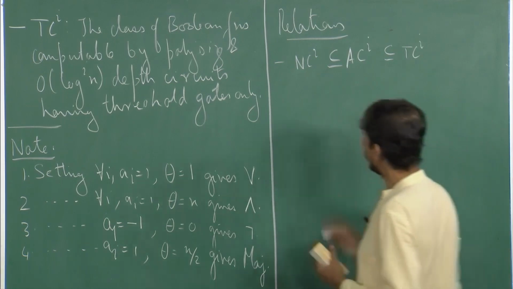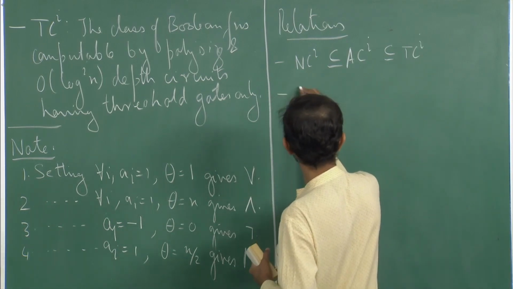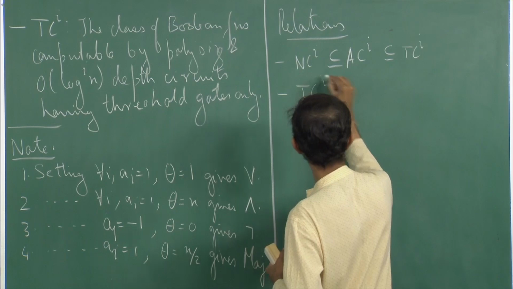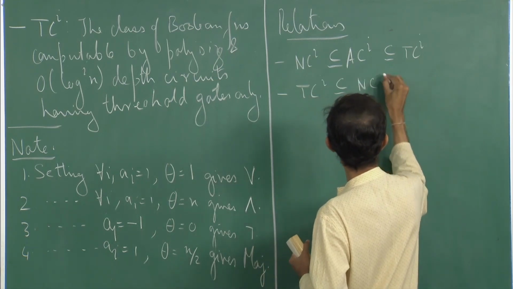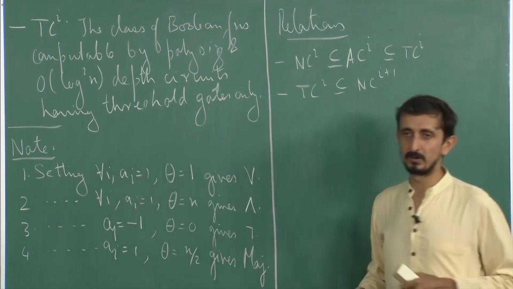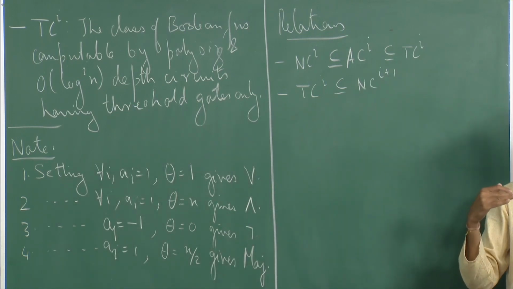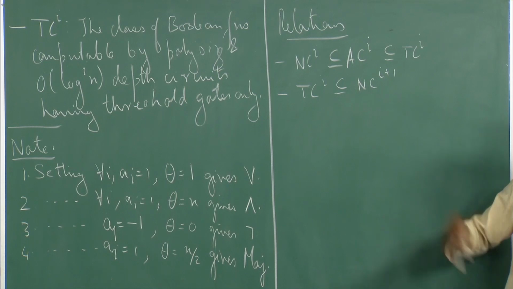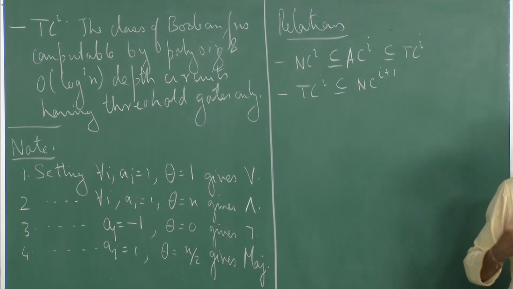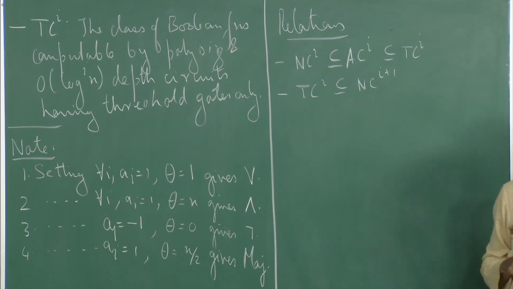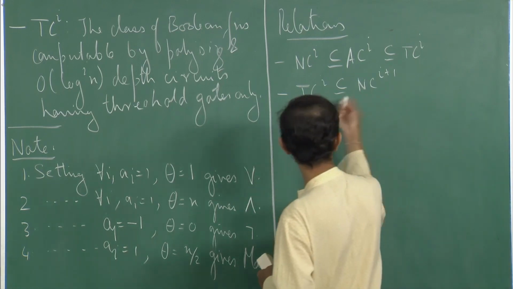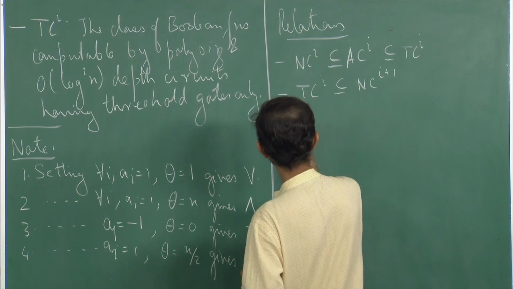But one can also show that TC1 is actually in NC1 plus 1. So if you add another multiplicative factor of log n layers, then you can do TC1 as well. And the way to prove this, I will just leave as an exercise, this is not difficult.